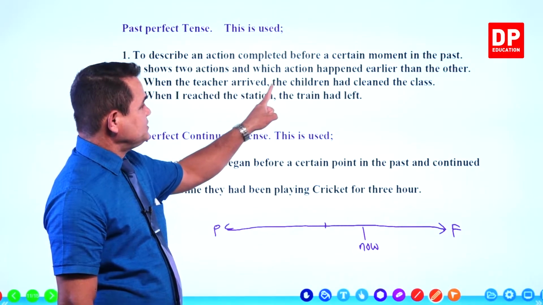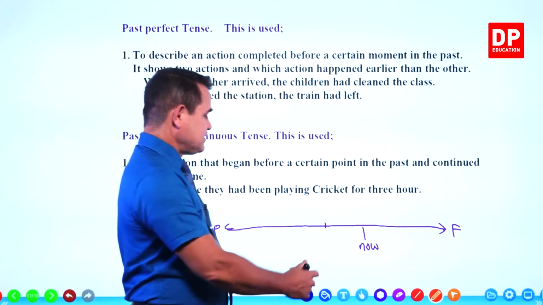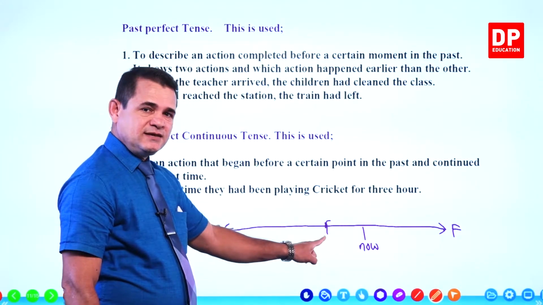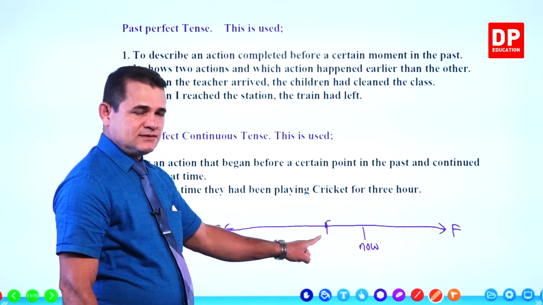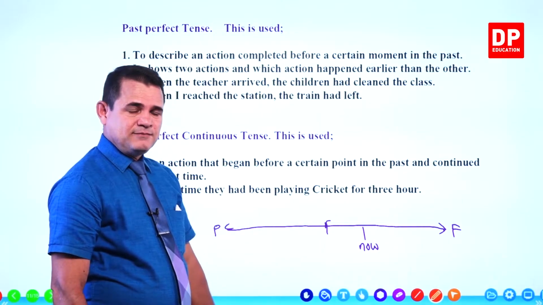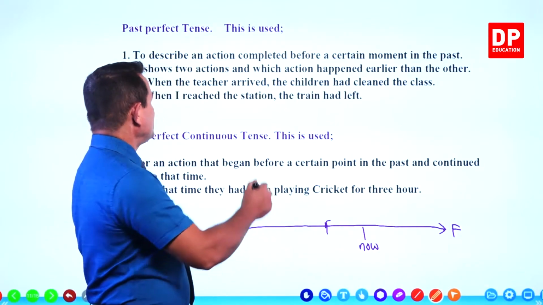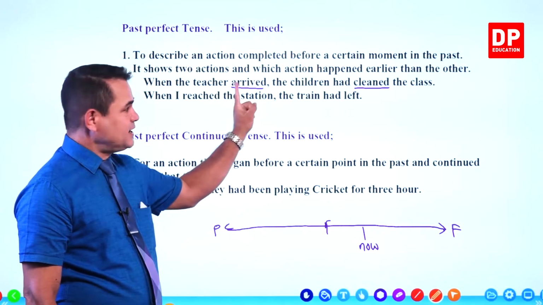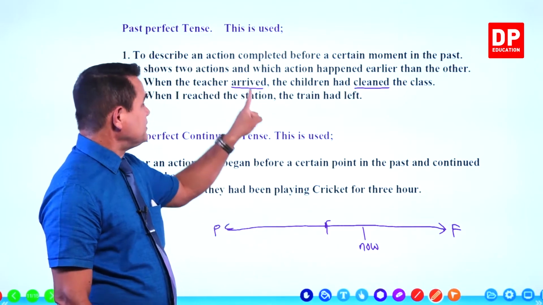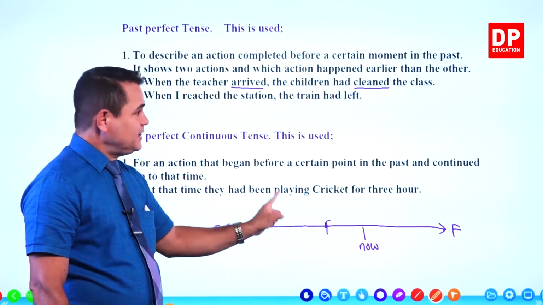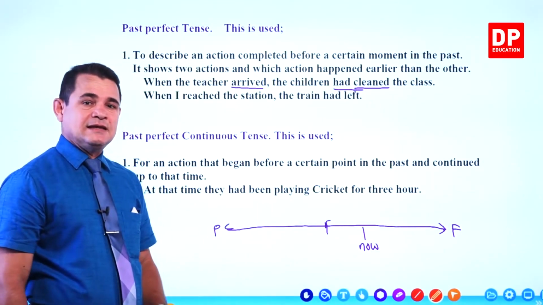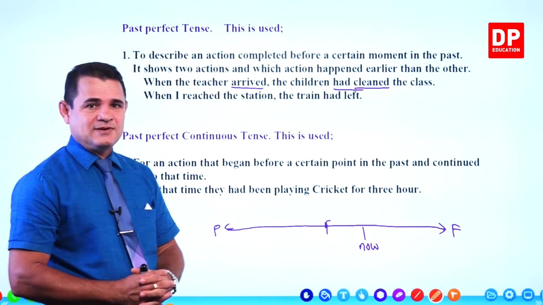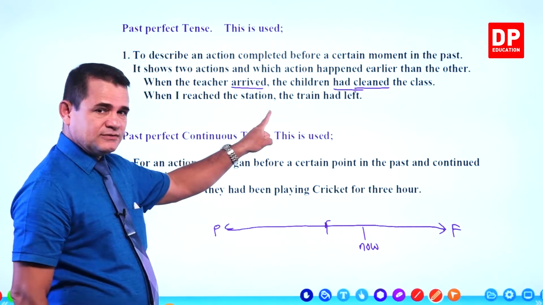When the teacher arrived, the children had cleaned the class. We will say teacher arrived, ළඟා වුණා. This is now, this is past, මේ අතීතේනේ. So we will say teacher arrived at 8. Then children had cleaned the class. පන්තිය පිරිසිදු කිරීම. Two actions: one is arrived, the other one is cleaned. That is simple past. ඊට කලින් වෙච්ච දේ, before past. Had plus past participle, had cleaned. ළමයි පිරිසිදු කරලා තිබුණා. පැමිණියා ඊට කලින් පිරිසිදු කරලා තිබුණා. Had cleaned the classroom, past perfect.